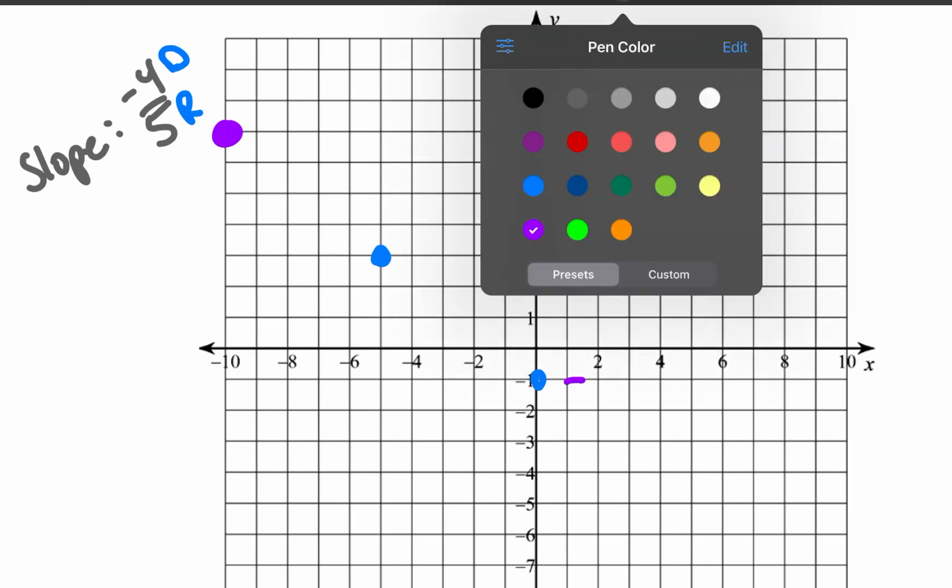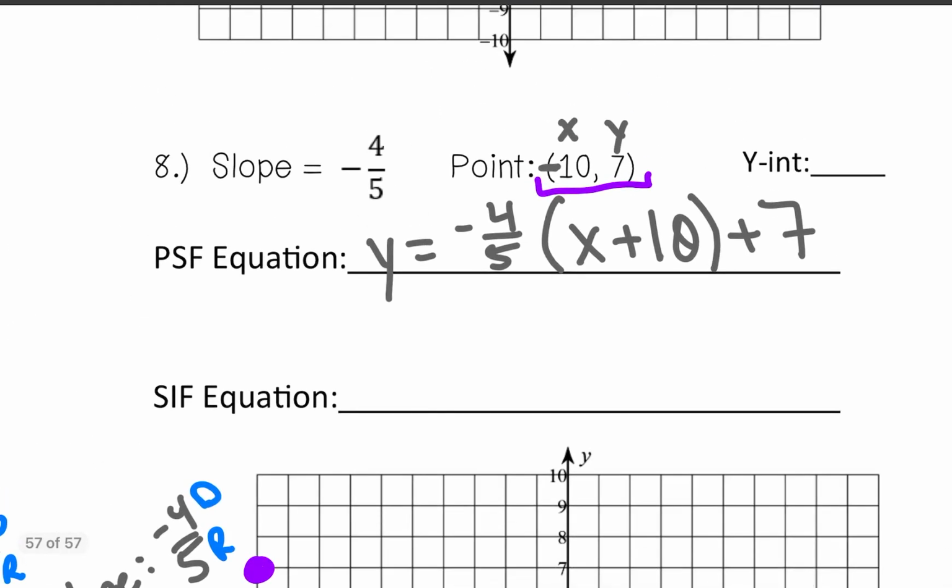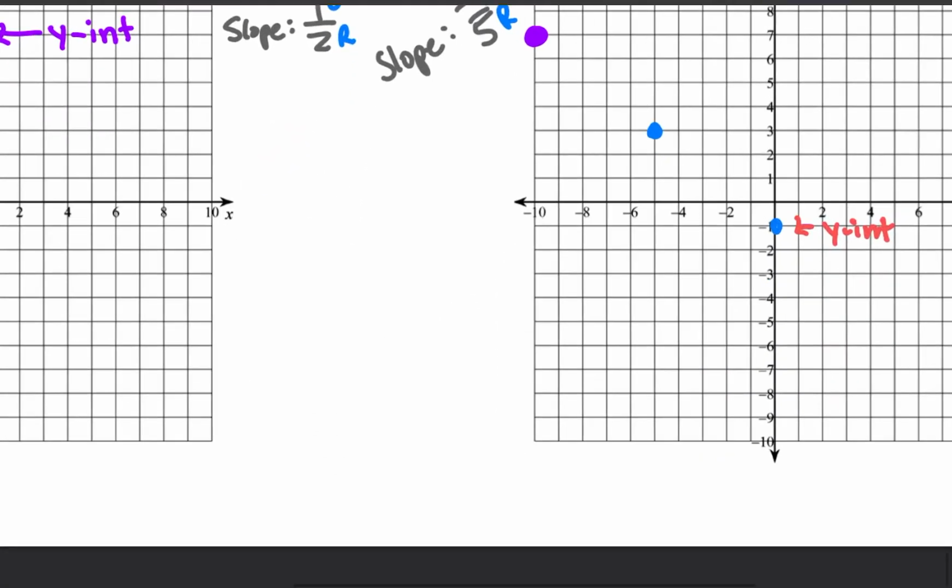Oh, let's not do purple. Let's do this salmon color. So this is our y-intercept, and that is a -1. So our y-intercept is -1. So when we write our slope-intercept form equation, we have -4 over 5x, just an x, and then -1 for our y-intercept. And that's our notes for today.